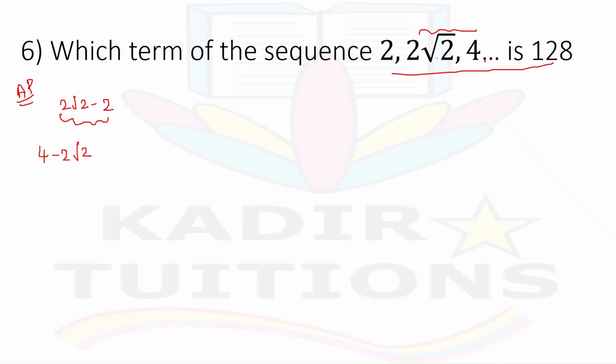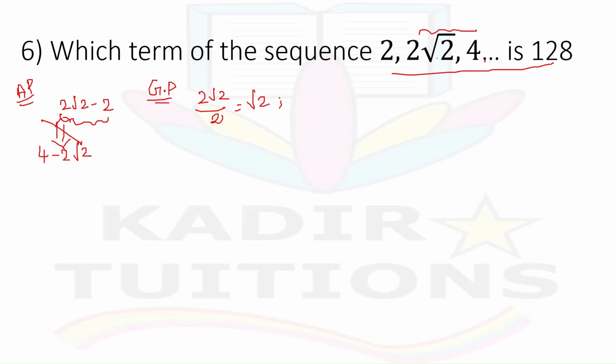So I'll be getting this, 4 minus 2 root 2. So these two are not equal. So sure, this is not an AP. So now we are going to check for GP. So how to check for GP? If they have a common ratio, then I can say it is a GP. So now I'm checking second term by first term. So I'll be getting root 2.